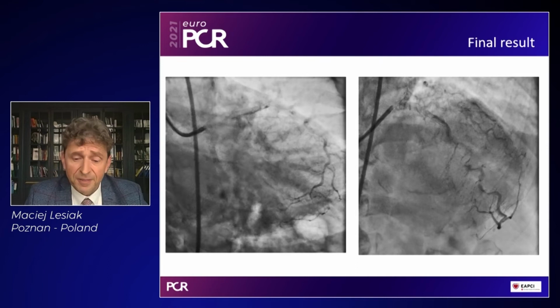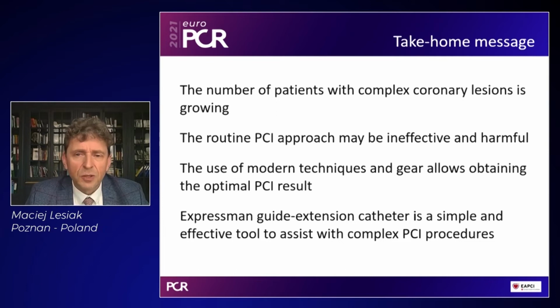So I think that I clearly showed you what are the challenges of modern contemporary coronary interventions. We all know that the number of patients with complex coronary lesions is growing, and the routine PCI approach may be ineffective and even harmful. So the use of modern techniques and gear allows obtaining the optimal PCI result, and the Expressman guide extension catheter is a very simple and very effective tool to assist with complex PCI procedures. Thank you very much for your attention.